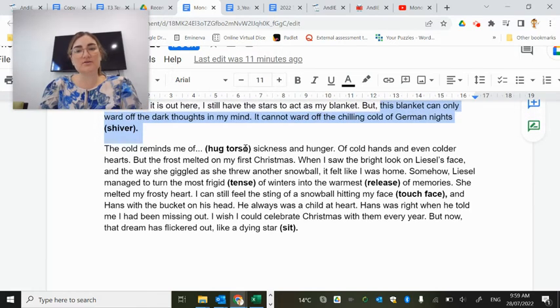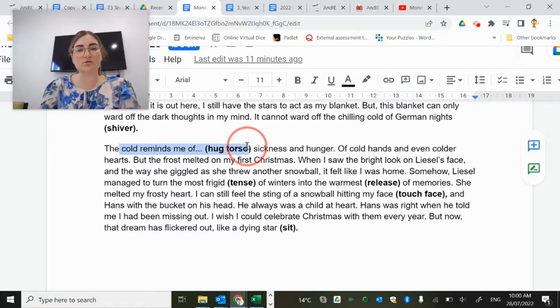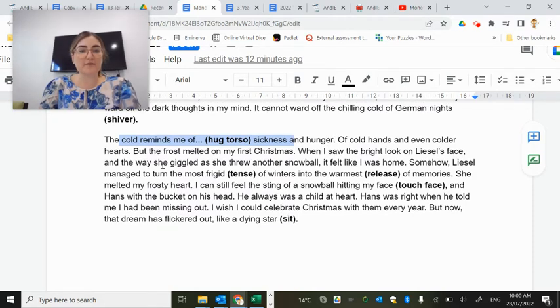And it links again because we've talked about the chilling cold of German nights, and then it goes into cold again and what literal cold reminds him of. "So the cold reminds me of sickness and hunger, of cold hands and even colder hearts. But the frost melted on my first Christmas."